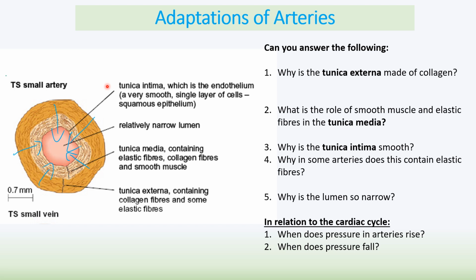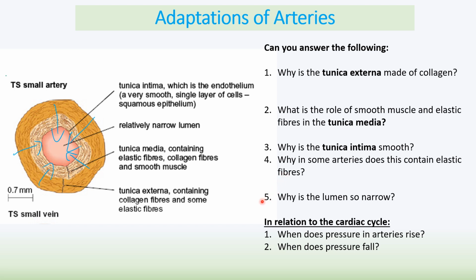The inner layer, the tunica intima, is a very smooth single layer of cells called squamous epithelium cells, and this is really, really important to lower the friction of the blood flowing by, so it ensures that the high blood pressure is maintained. Some arteries obviously have elastic, and that is again just to help that recoil as important. The lumen is so narrow because that maintains the pressure of the blood flowing through it.